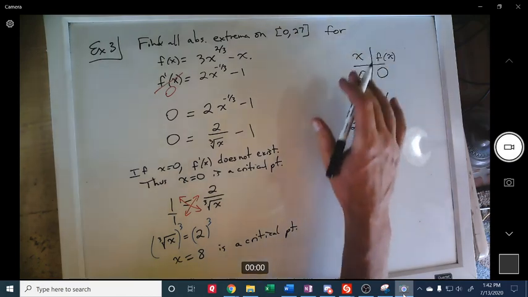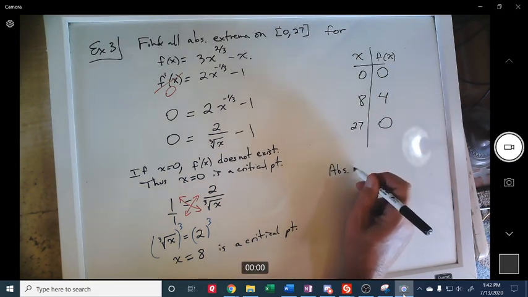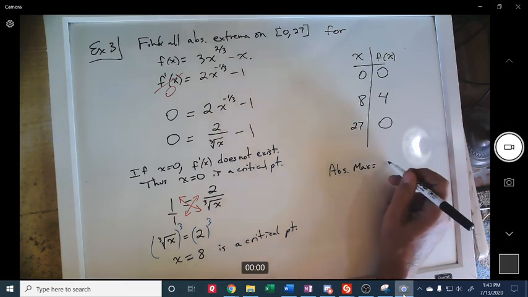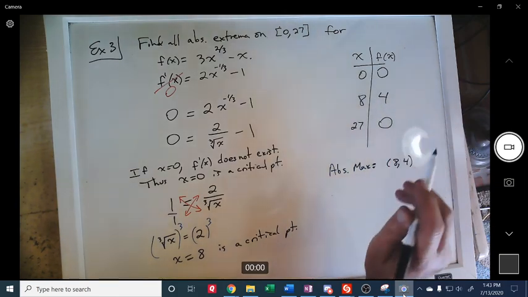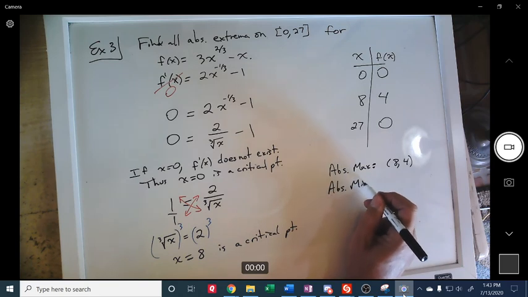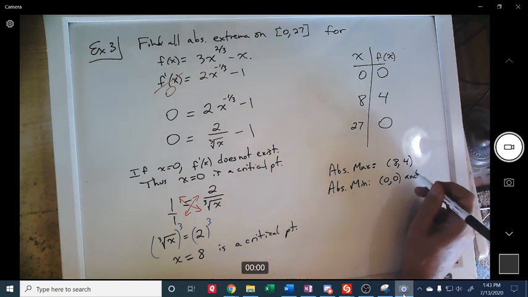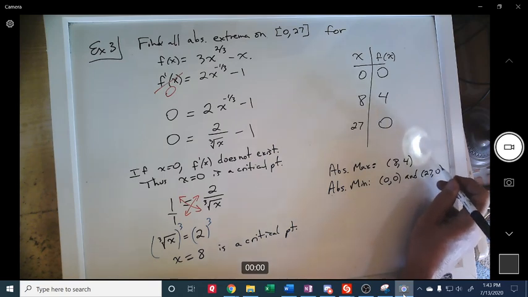So, of these three, the absolute max occurs at 8, 4 as the highest output. Absolute min, there's 2 of them, 0, 0, and 27, 0.